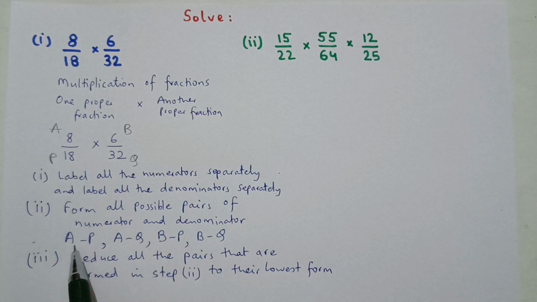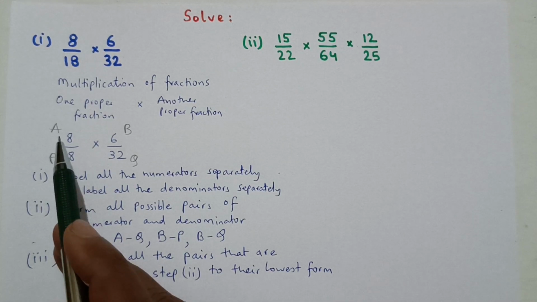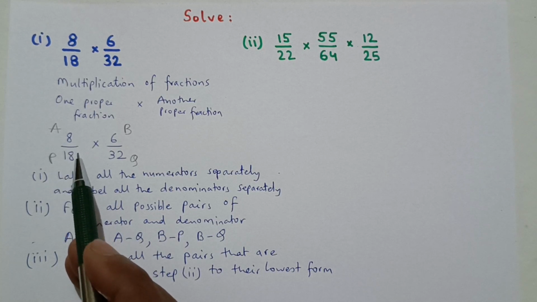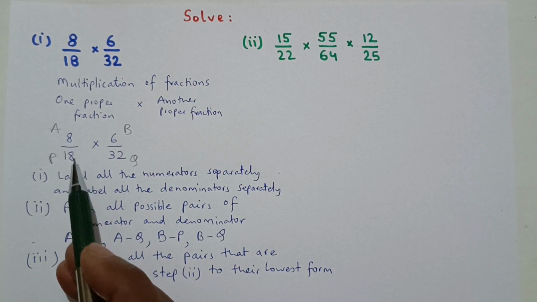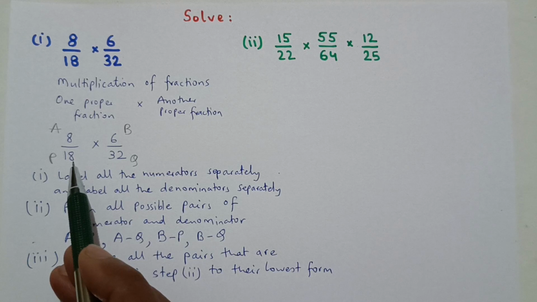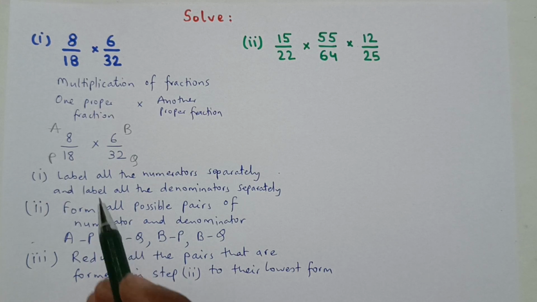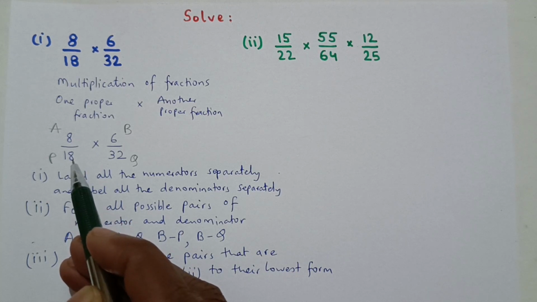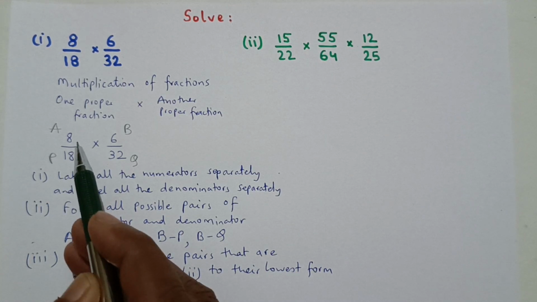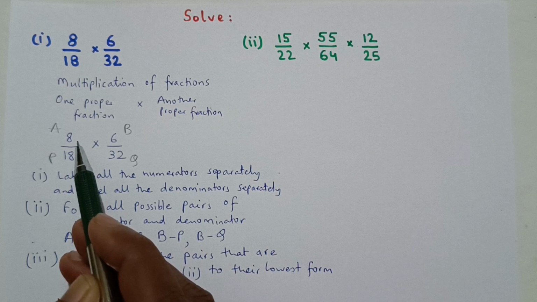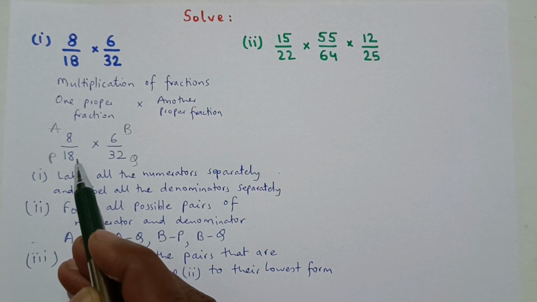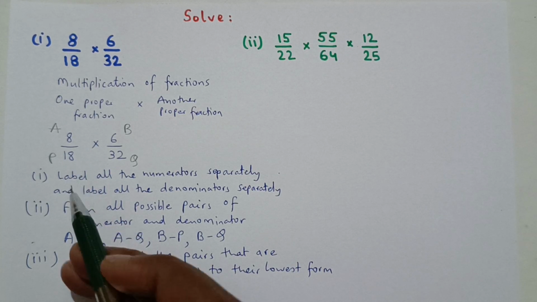So the first pair is AP. AP means 8 by 18. This is the first pair. So we have to reduce this pair to its lowest form. So 8 by 18, we have to reduce it to its lowest form.